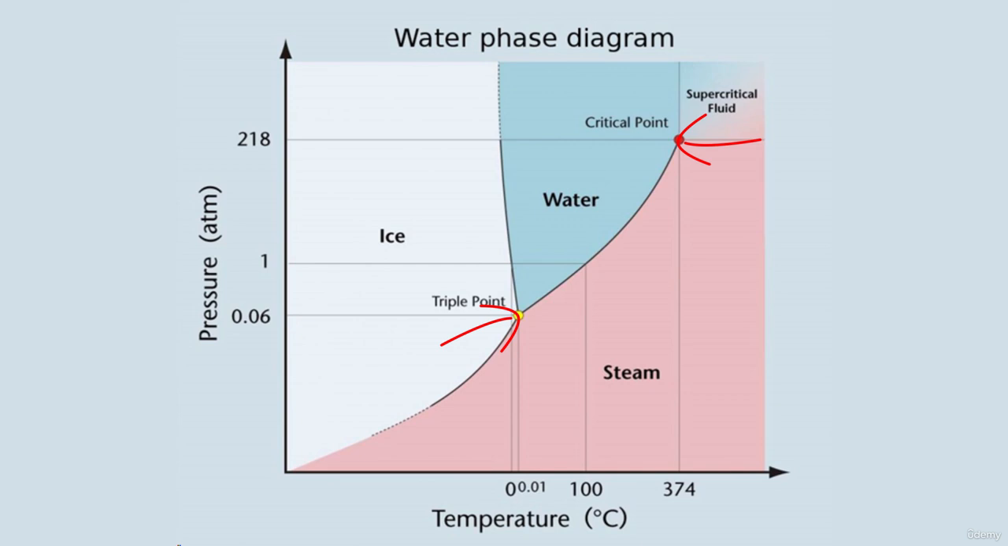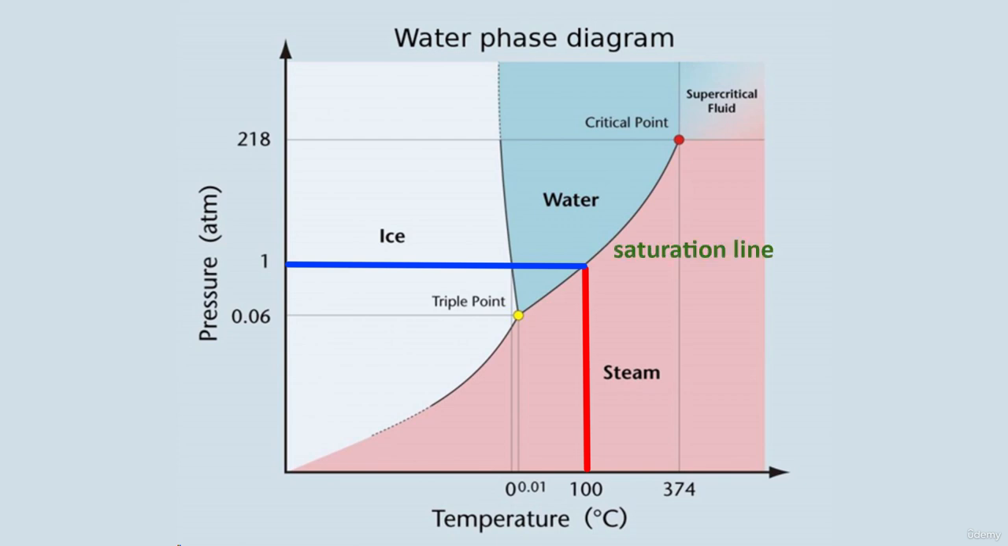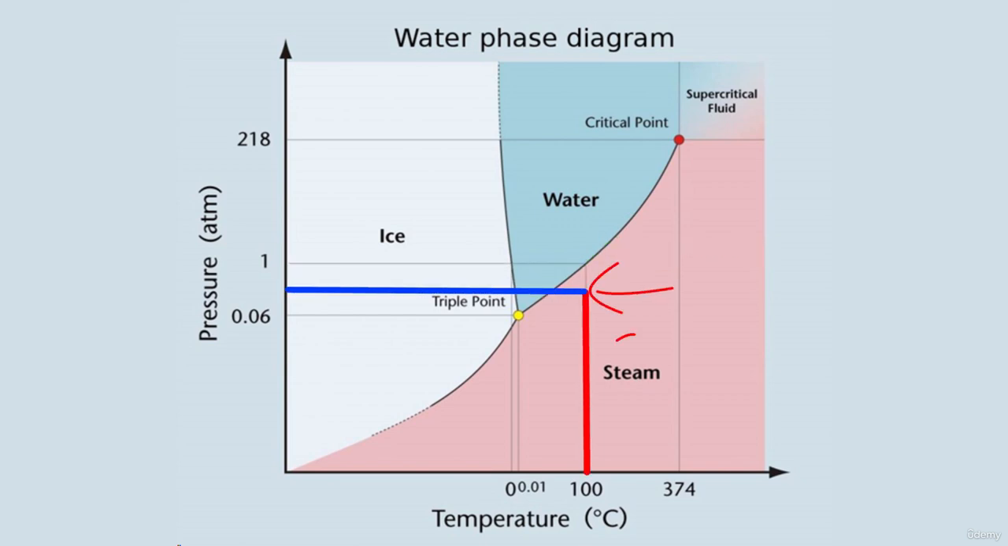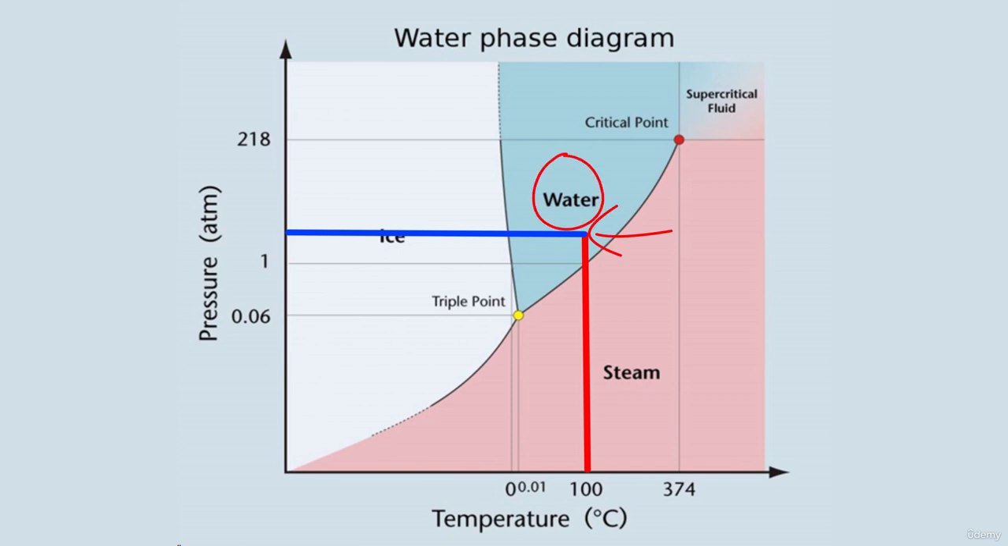You're probably already familiar with this diagram from your thermodynamics courses. For example, at 100 degrees Celsius, if the pressure is exactly 1 atmosphere, water is at its saturation condition, it's right on the saturation line. If the pressure is below 1 atmosphere at 100 degrees Celsius, water exists in the vapor region, which is below the saturation line in the diagram. And if the pressure is above 1 atmosphere, it is in the liquid region above the line.